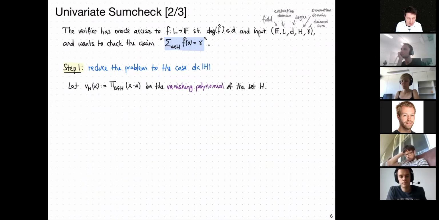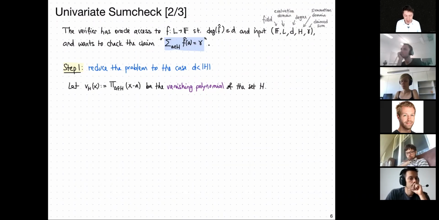So this introduces a polynomial that you have implicitly already worked with in one of the worksheets. These things are called vanishing polynomials. Given a set H, its vanishing polynomial is the product of x minus a for a in H, okay? So it is the monic polynomial whose roots are the elements of the set.